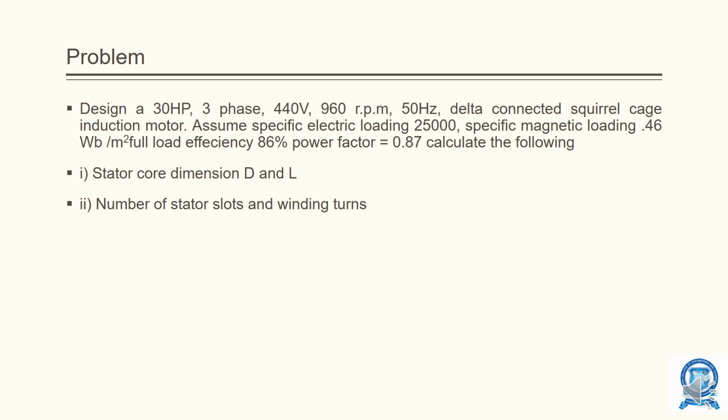So if you see the given data, the rating of the machine is given in terms of HP, so you need to convert it to kilowatt, followed by the voltage rating, the speed as well as the frequency has been given. Specific loadings values are also mentioned.